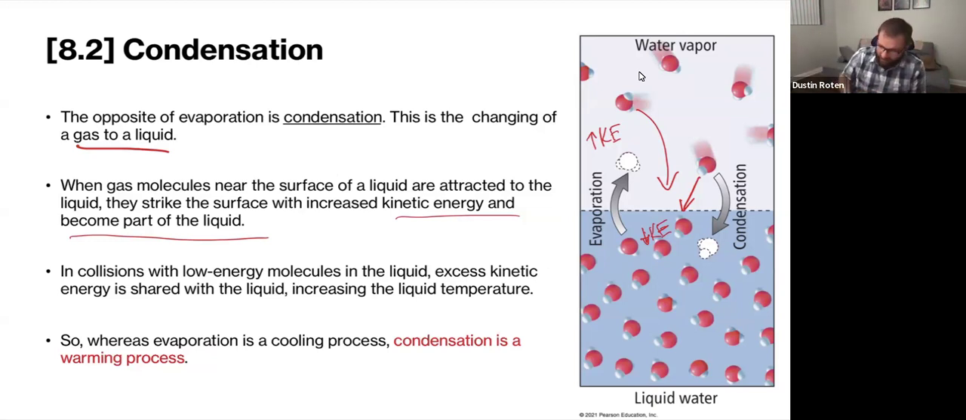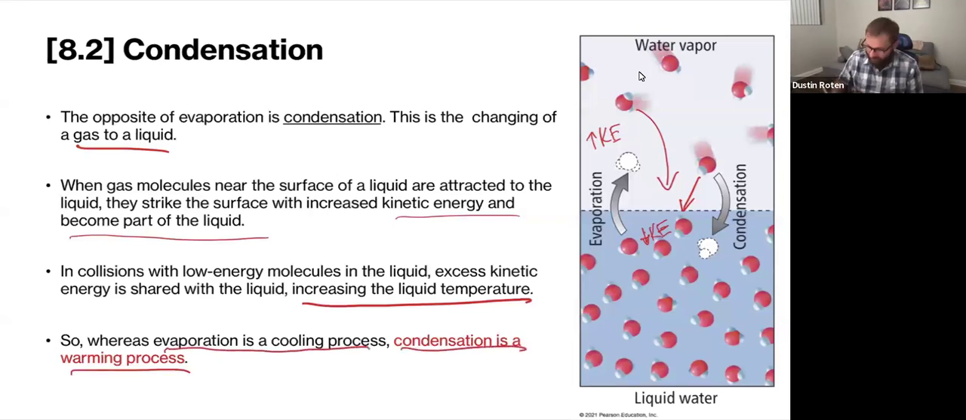So it actually increases the temperature of the liquid, right? Because the energy of the molecules inside is probably lower. As a high energy collision happens, they get an energy boost, which means instead of evaporation being a cooling process, condensation is actually a warming process. So the temperature of the water will go up.